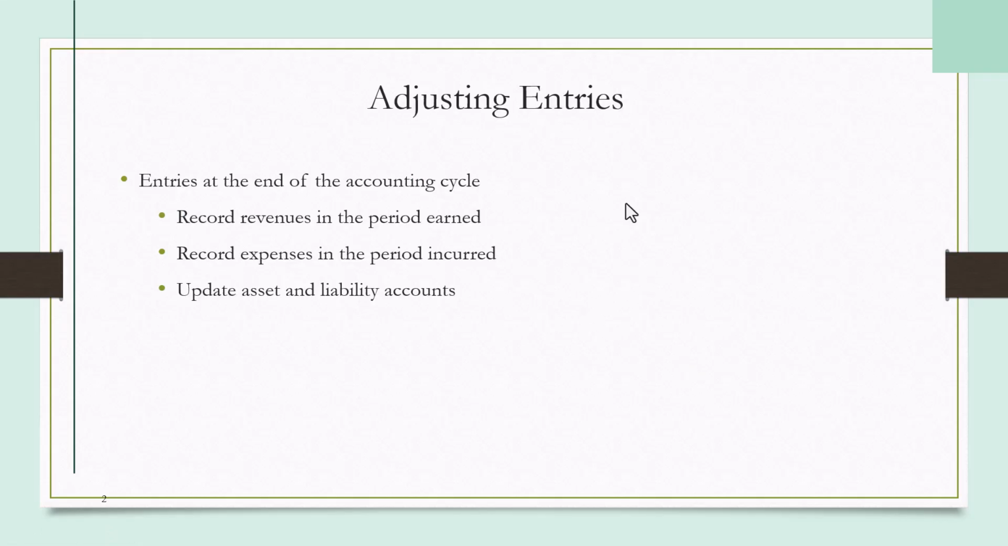Just a refresher in case you didn't watch the previous lessons, adjusting entries are done at the end of the accounting cycle. For a lot of businesses, this means at year end. Some businesses do adjustments at month end. So you're going to see some variations out there. Adjusting entries would be to record revenues in the period earned, record expenses in the period incurred, and update asset and liability accounts.